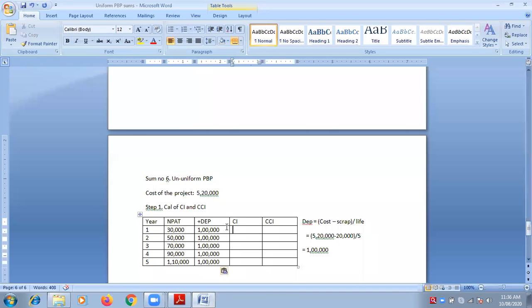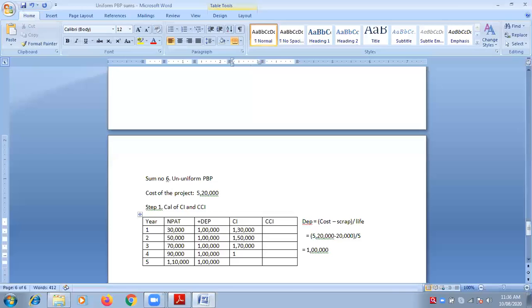Okay. Now adding depreciation to net profit after tax, we will get CI. So what is depreciation? 1 lakh. And what is net profit after tax in first year? 30. So adding back depreciation to 30,000, which is net profit after tax, I will get CI as 1,30,000. Next, I will get 1,50,000 as CI. Next, I will get 1,70,000. I hope you are understanding.